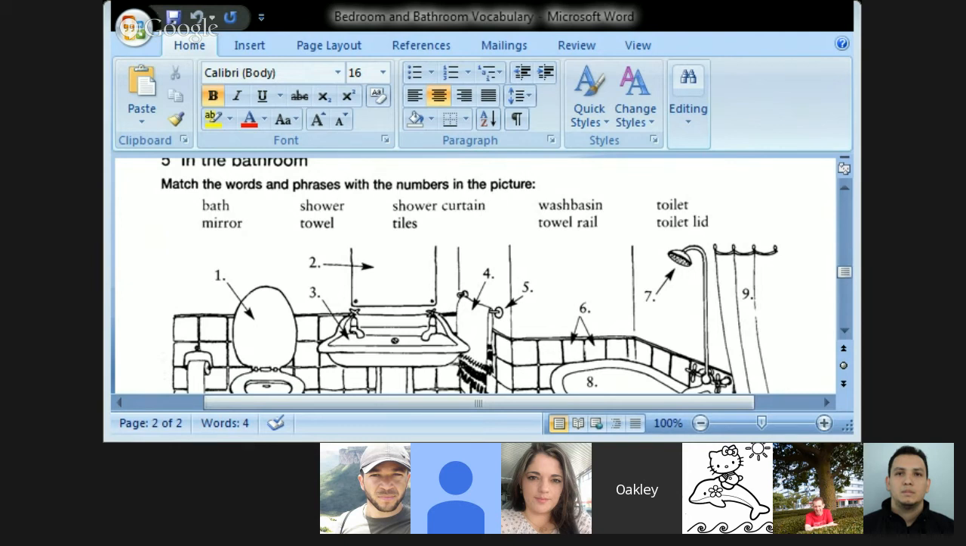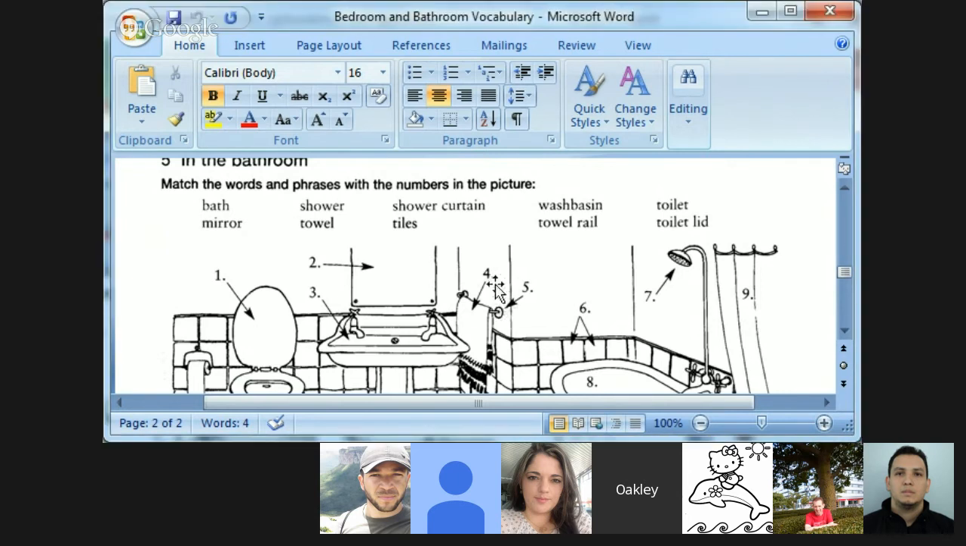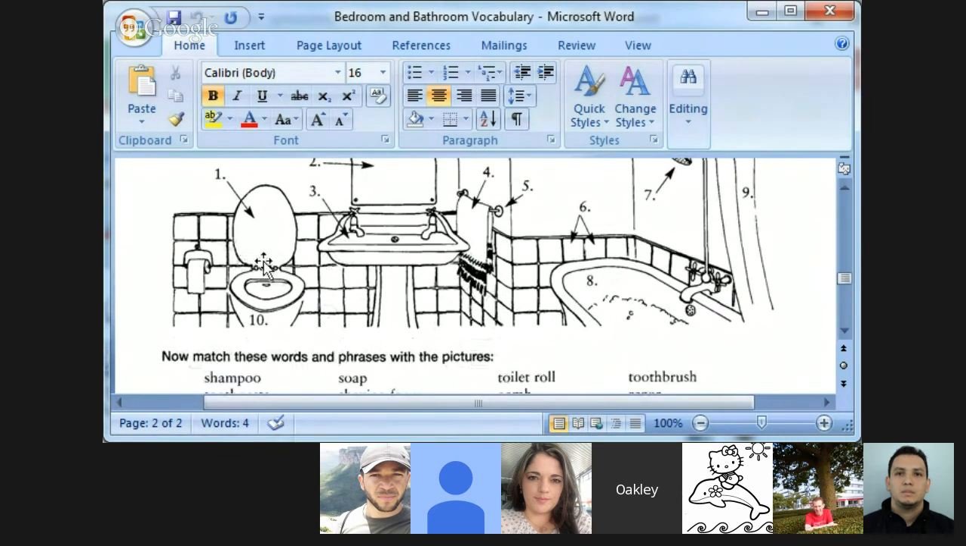Okay. All right. Now, number 9, moving on, is the shower curtain. I just talked about it. I forgot it was here. And so nobody has to say it. Number 10 is clearly a toilet. There it is, number 10.